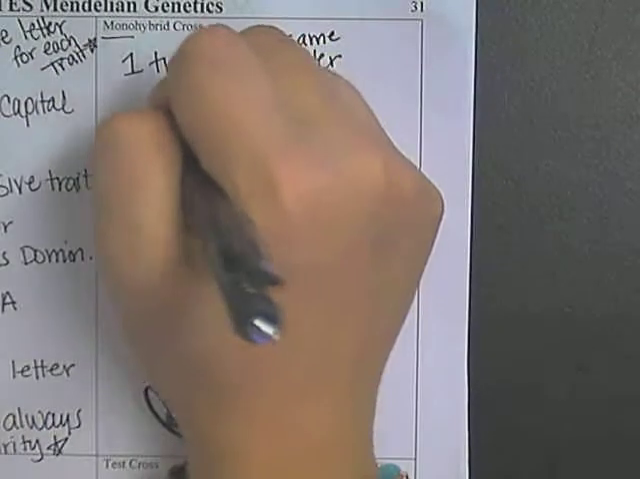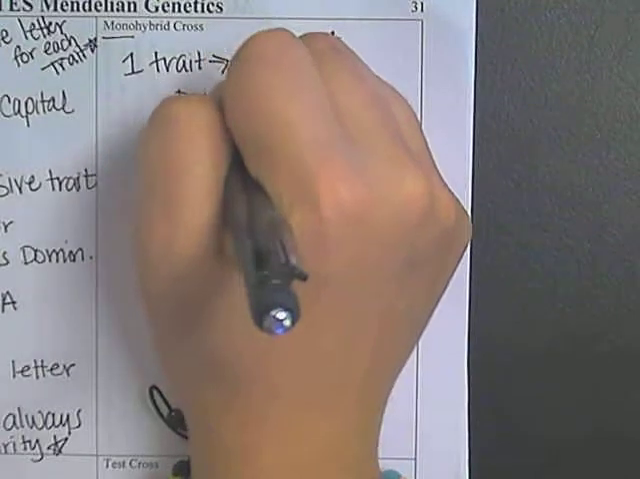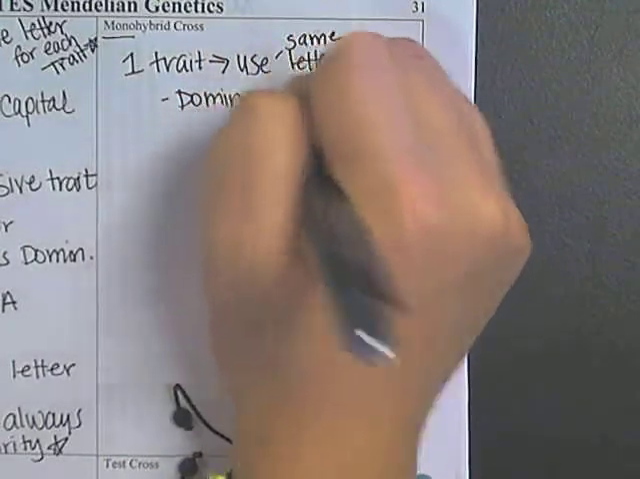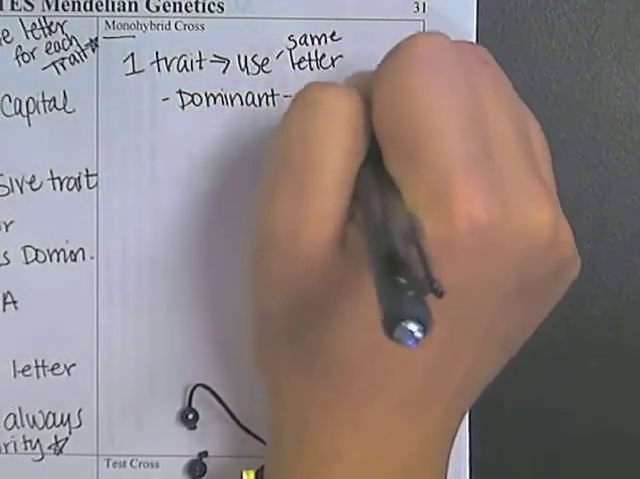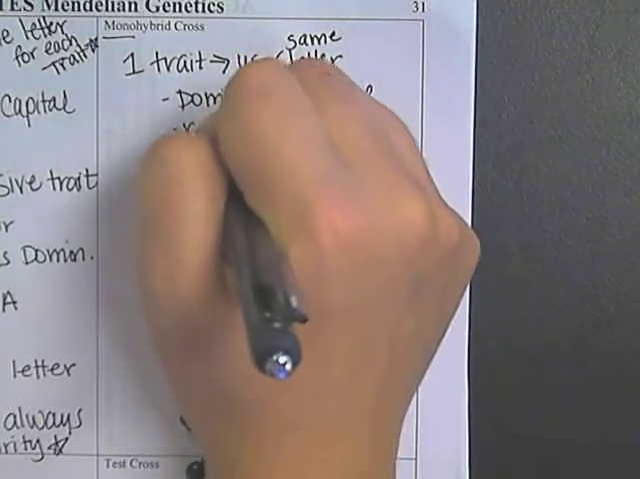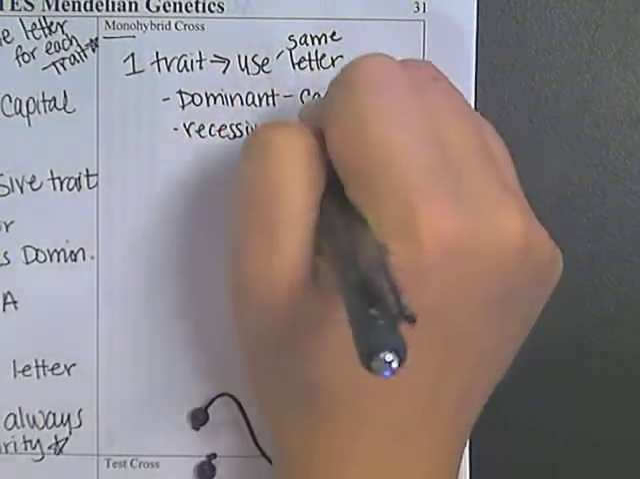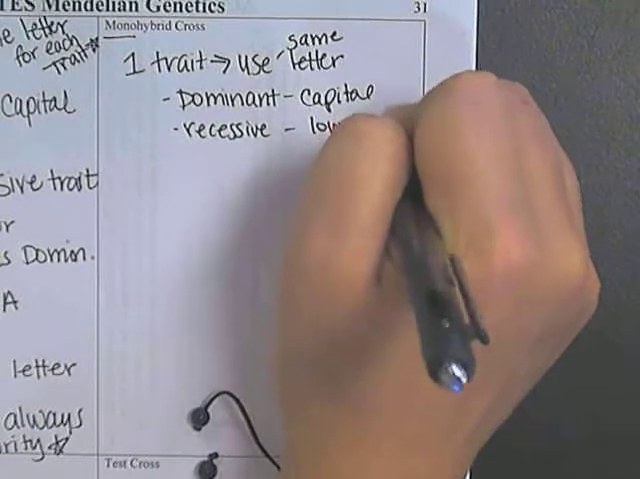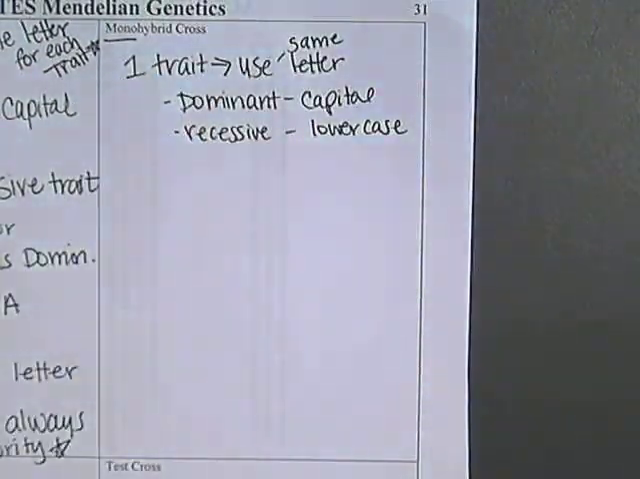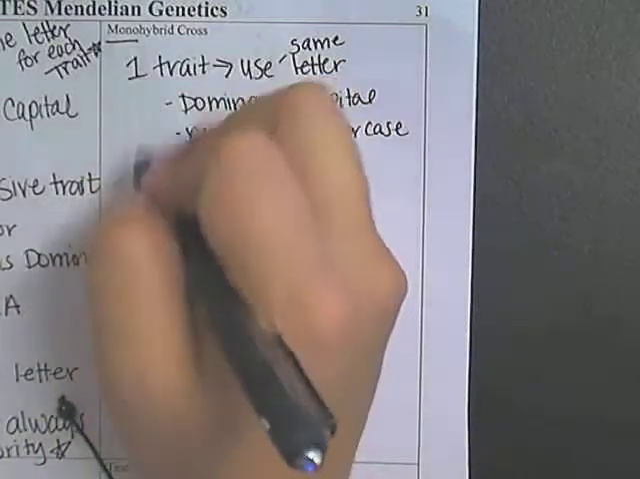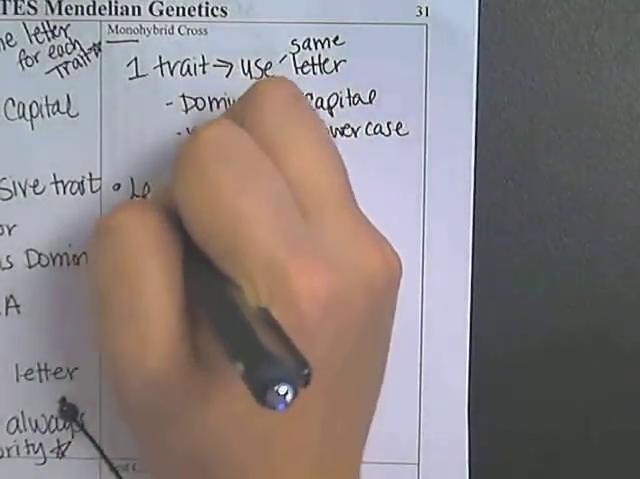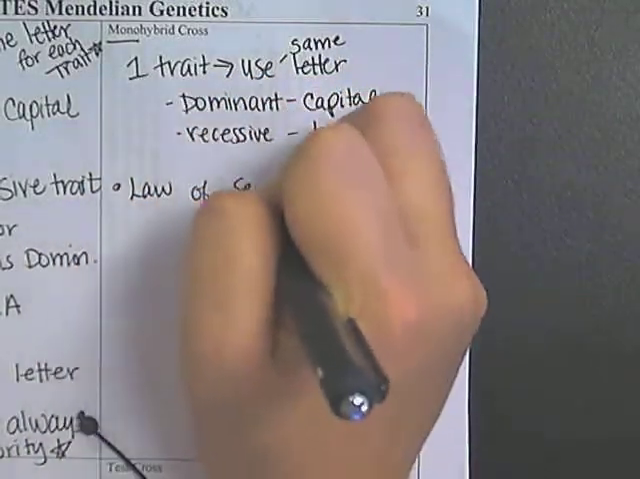That is very, very important. And what we'll do is we'll use, for our dominants, the capital version of the letter. And then for your recessive, we're going to use the lowercase. So with your monohybrid crosses, these are your Punnett squares. Again, we're testing for one trait. Your monohybrid crosses are going to be used to show the law of segregation.